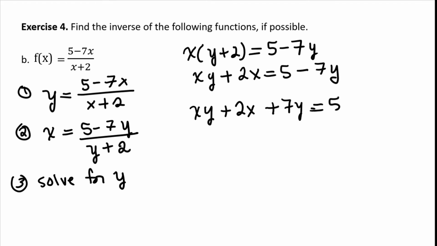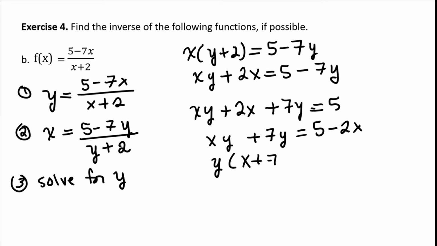Now let's subtract the 2x from both sides. So xy plus 7y is equal to 5 minus 2x. Again, remember we need the y by itself, so factor out the y on the left-hand side. Then y times the quantity x plus 7 equals 5 minus 2x.